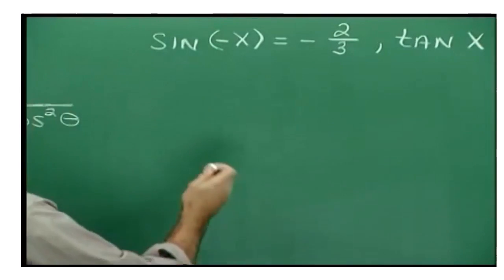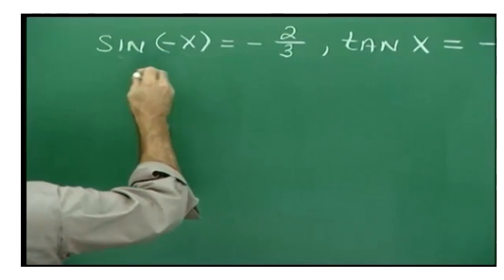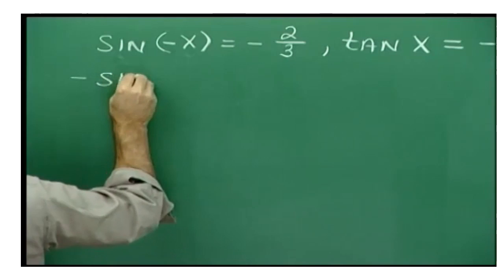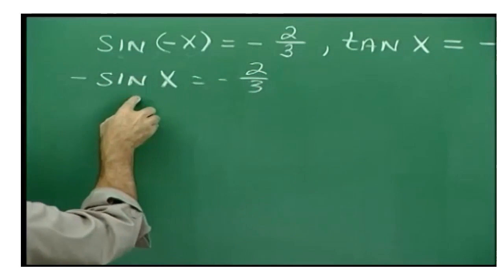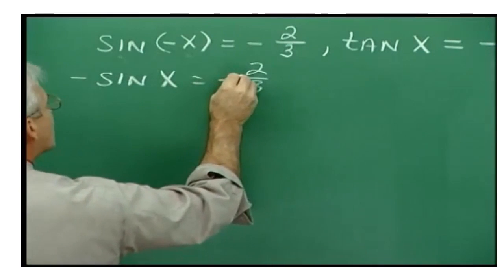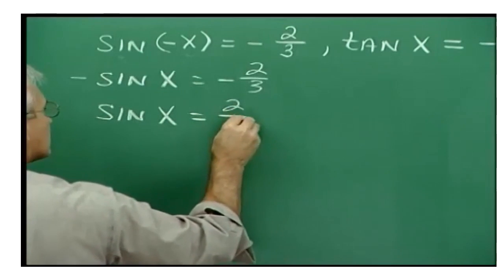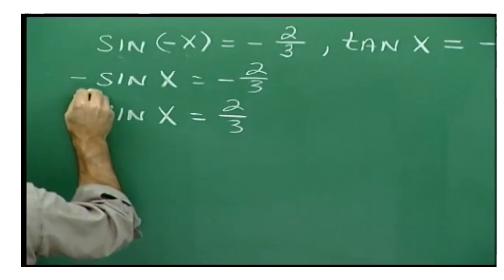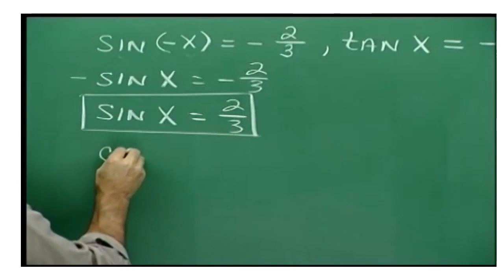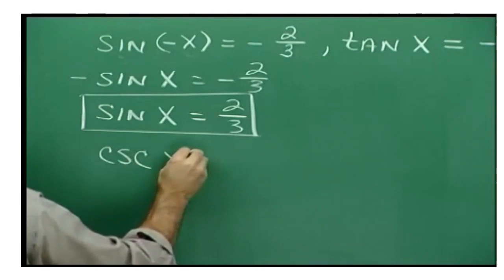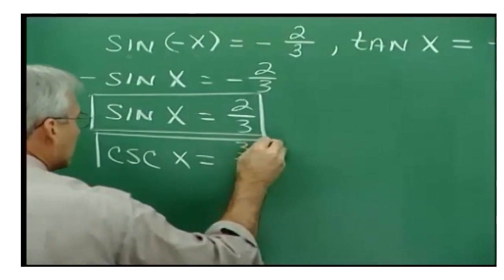All right, as soon as we have the sine of negative x, the sine of negative x is equal to the negative of sine of x, so the negative of sine x then is equal to negative 2/3. You see, those mean the same thing. So let's see, the minus signs can go out. So sine x then is 2/3. Good. Then we have, that's our first one, simplified. Cosecant then is the reciprocal.